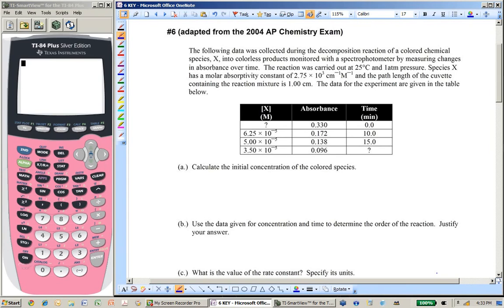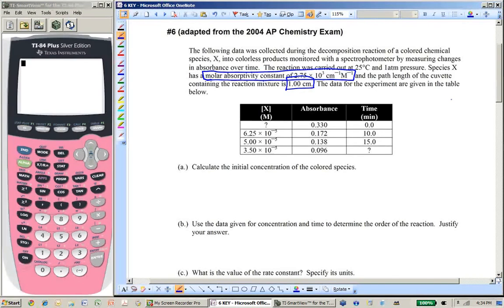Okay, so let's read this puppy. The following data was collected during the decomposition reaction of a colored chemical species X into colorless products. Monitored with a spectrophotometer. You might have used a colorimeter in class. By measuring changes in absorbance over time. The reaction was carried out at 25 degrees Celsius, 1 atmosphere pressure. Species X has a molar absorptivity constant of 2.75 times 10 to the third per centimeter per molarity, and the path length of the cuvette is 1.0 centimeters, and the data for the experiment are given in the table below.